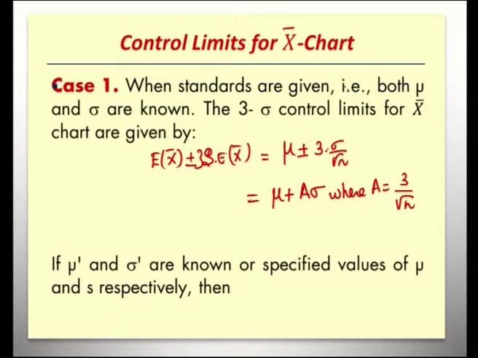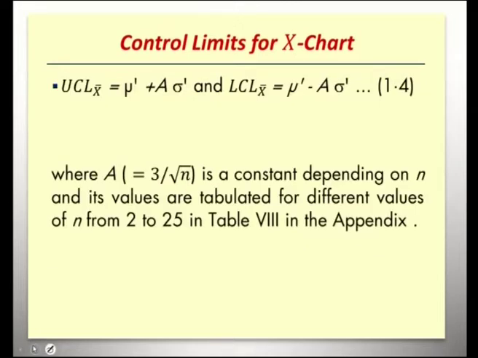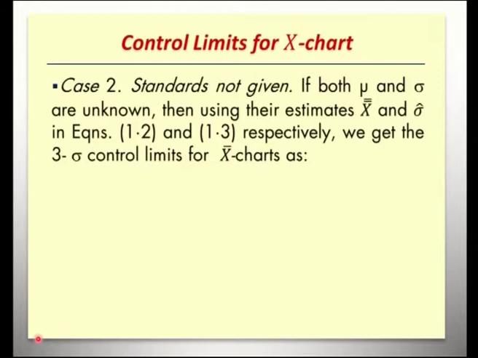If mu dash and sigma dash are known, or specified values of mu and sigma respectively, then we have UCL of x bar equal to mu dash plus A sigma dash, and LCL of x bar equal to mu dash minus A sigma dash, where A is equal to 3 divided by root n, a constant depending on n, and its values are tabulated for different values of n from 2 to 25 in the table just shown. Next, control charts for x bar chart.